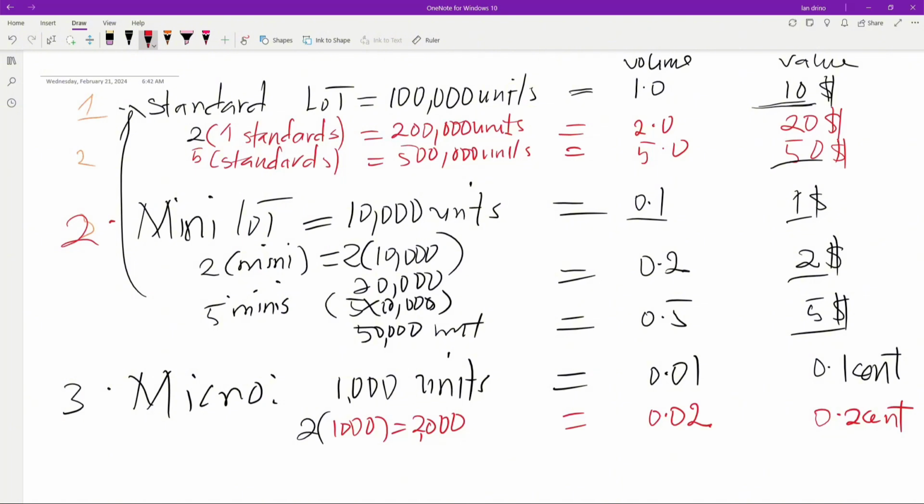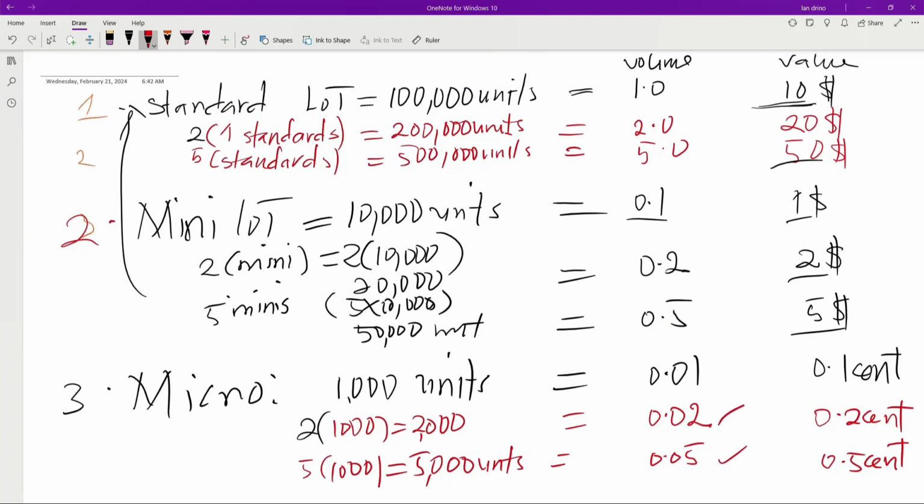What if you are controlling 5 micros? 5 micros will be 5 times 1,000. So you are going to be controlling 5,000 units of base currency. What's going to be a trading volume? 0.05. What's going to be a value per pip? 0.5 cents every time the market moves in your favor. I hope this is clear.